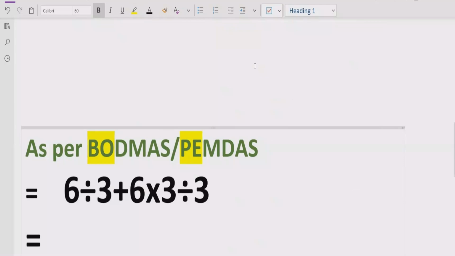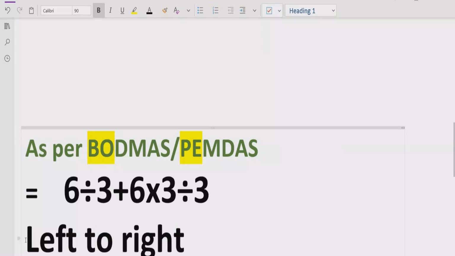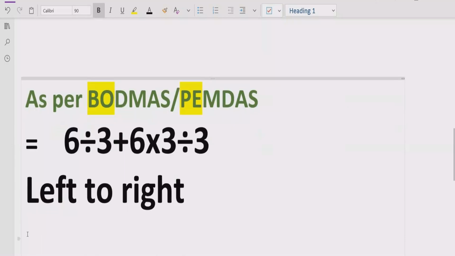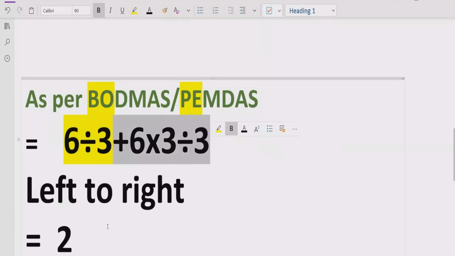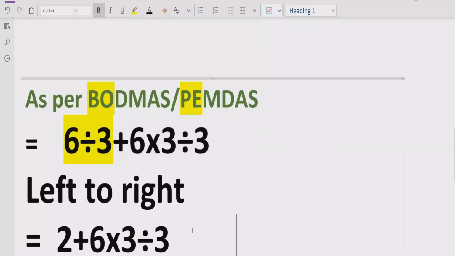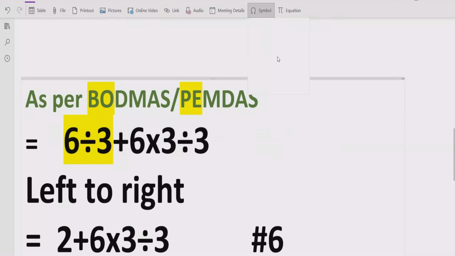Now we have to go left to right in our expression and find out division and multiplication. So here we have the division. First we have to solve this division and write the other things as it is. Here we will give the reference: 6 divided by 3 is equal to 2.